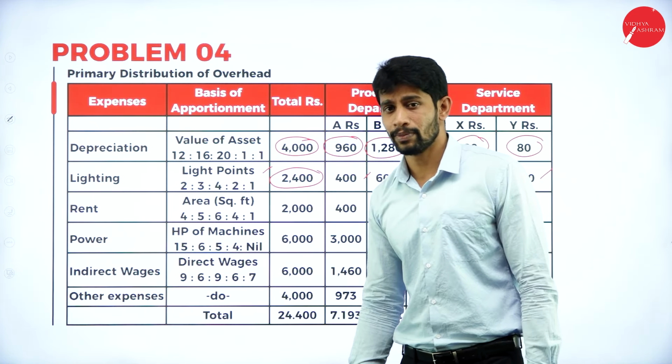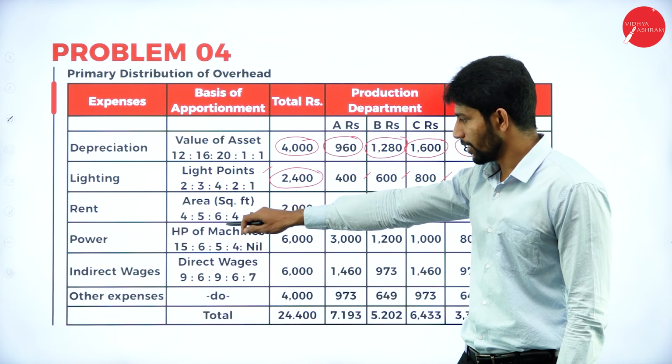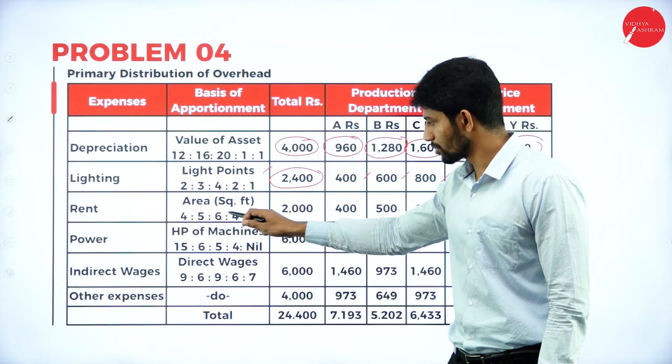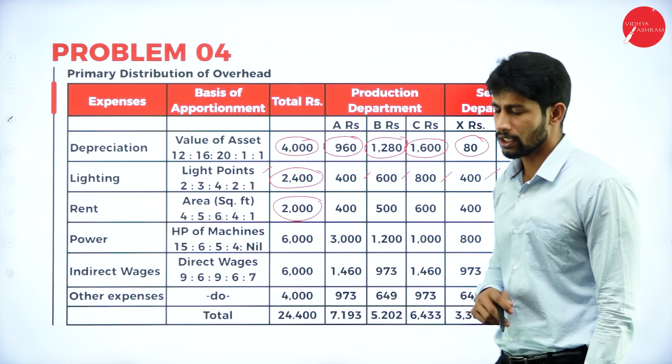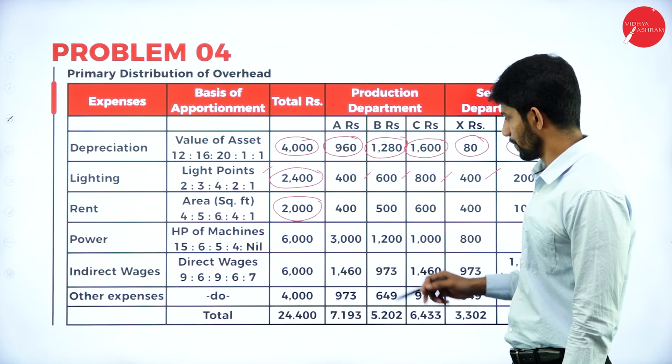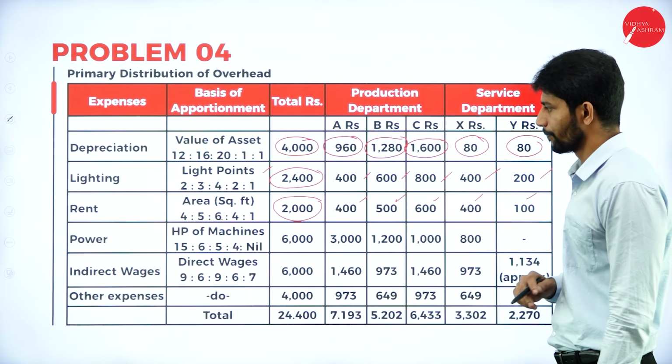Next, rent. It is based upon the area. So what is the ratio we have for area? 4 is to 5 is to 6 is to 4 is to 1. What is the total rent? 2,000. So now distribute among the departments. 400, 500, 600, 400, 100.